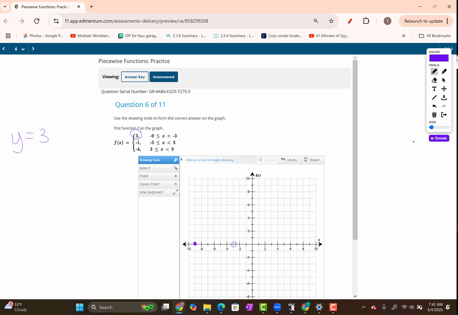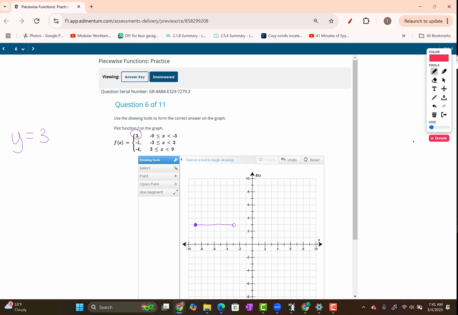Y is equal to 3 right here on the y-axis, but we only want the piece of the line in between these two dots. So I'm going to elevate my closed circle and my open circle, and that is the first piece of this graph. I'm going to delete everything else. Y equals 3 is just a horizontal line where y equals 3.